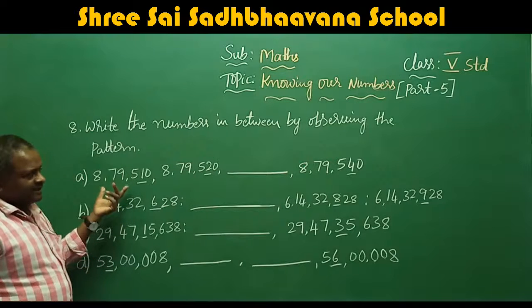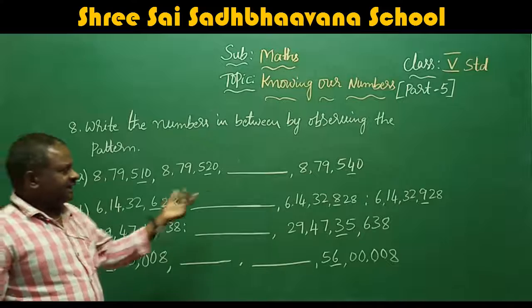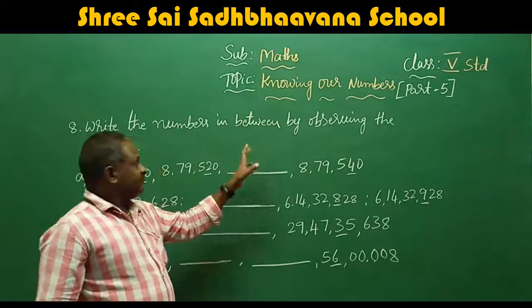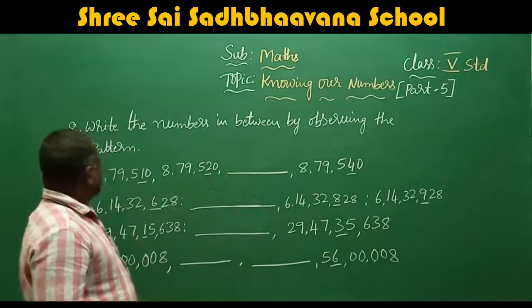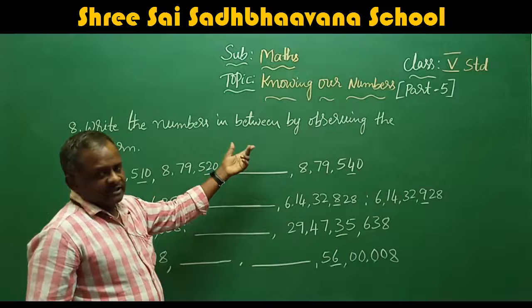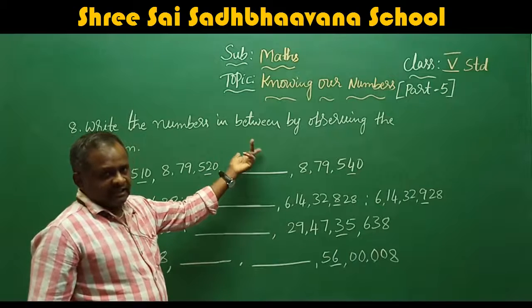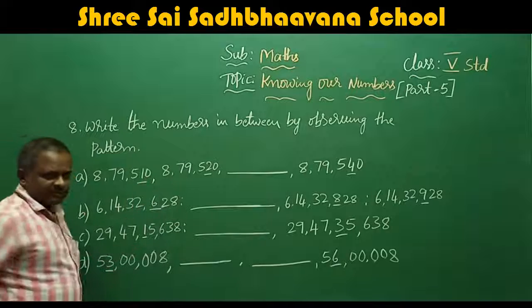They have given some pattern here. Just understand it and fill the gap. That means write the number in the given pattern. Fill in the blanks. They have given the blanks, so you write the number which comes in this pattern.